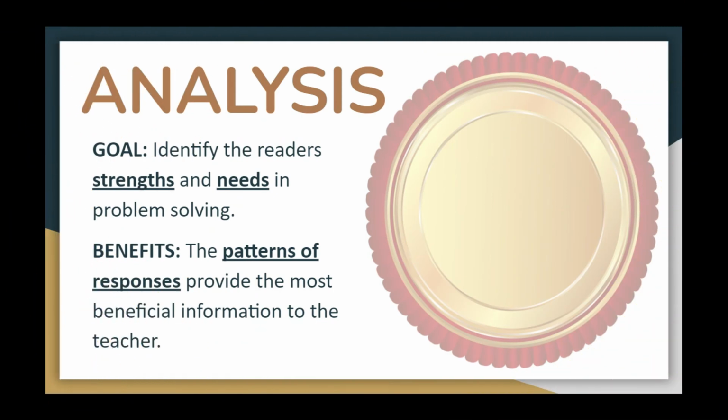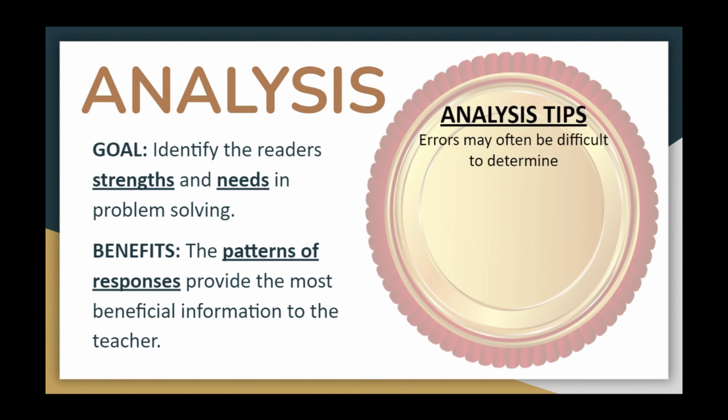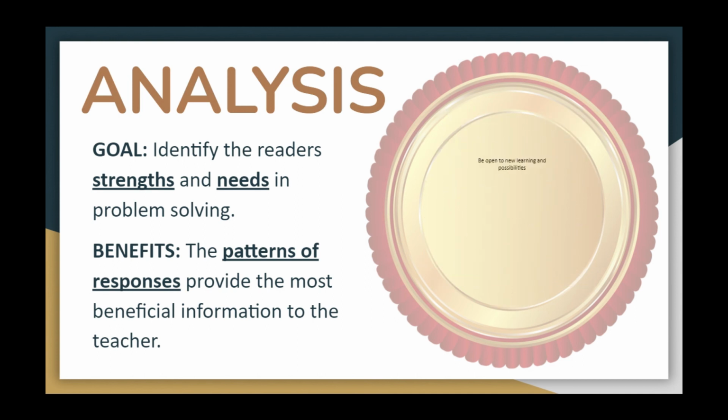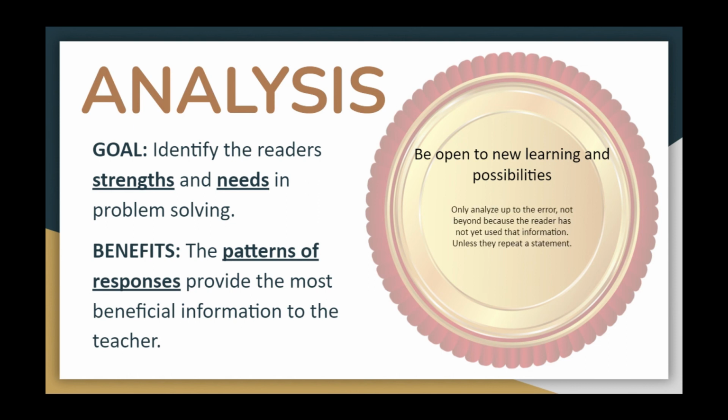In order to summarize our analysis process of our scholars' reading behaviors, we want to be reminded that the goal is to identify the reader's strengths and needs in problem solving. This benefits us as teachers because the patterns of responses provide the most beneficial information. Some tips that we want to remind ourselves are that errors may often be difficult to determine. That's okay, but we want to look at the reading record and use that as evidence. We want to form our best hypothesis based on the observations, and we want to maintain a tentative stance when looking at the reading records, meaning we want to be open to new learning and possibilities.